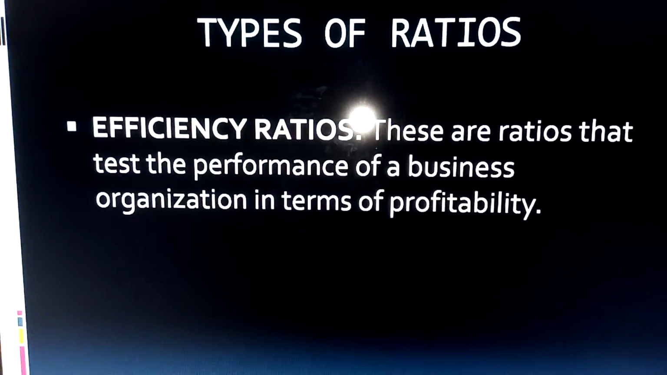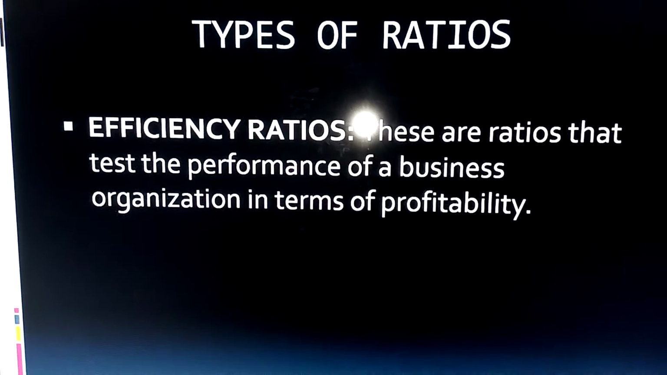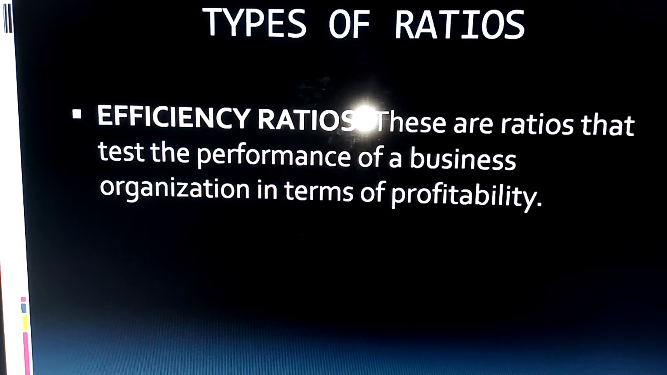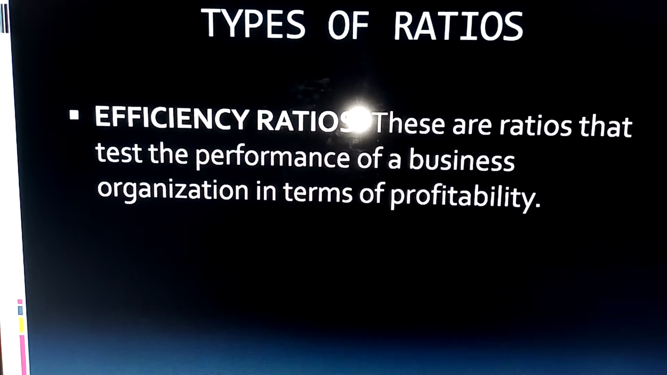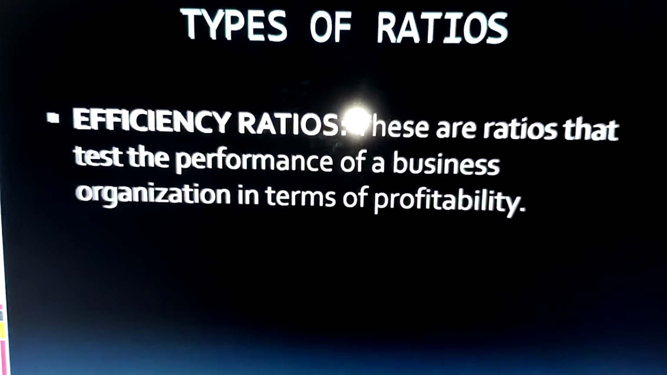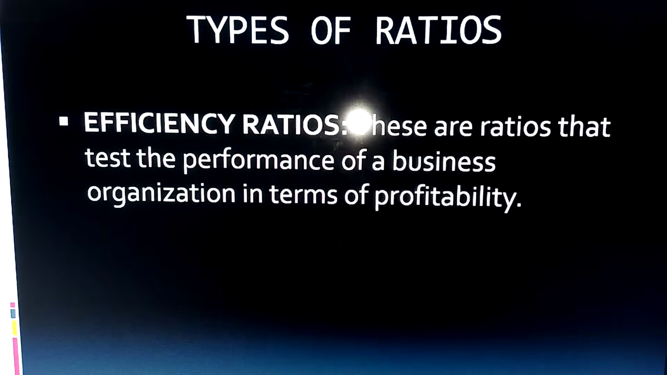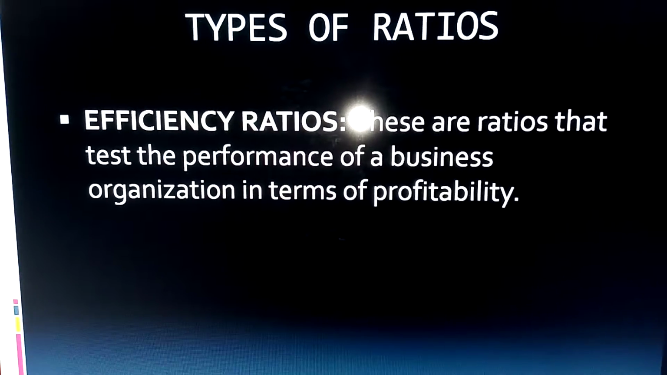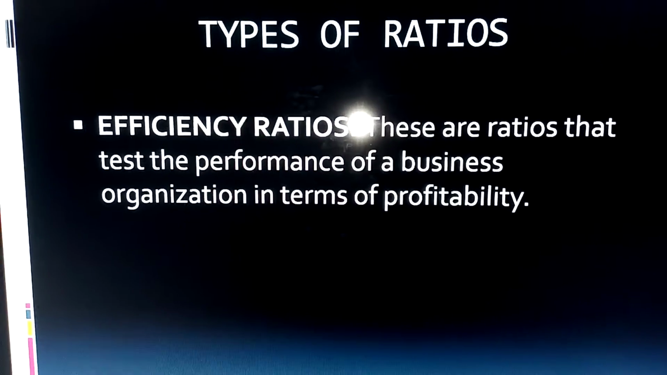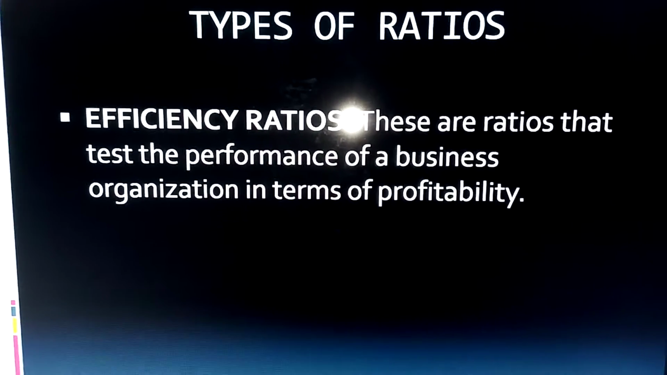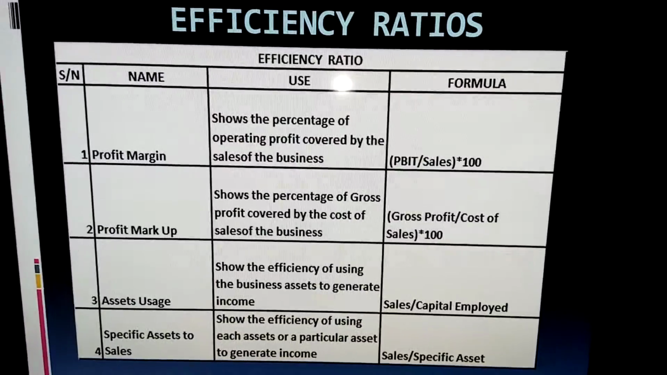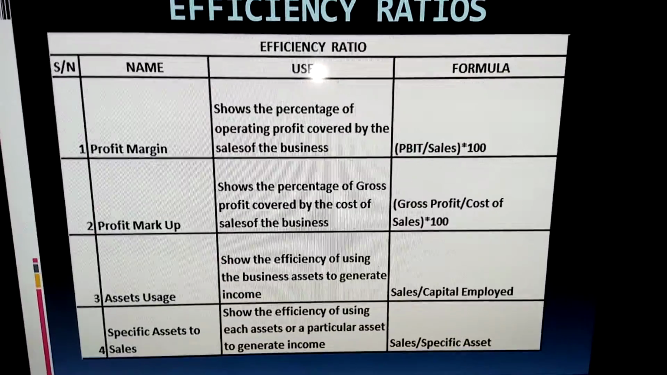So here we have efficiency ratios. We're trying to say, how is the business performing in terms of profitability? Is the business making reasonable profit to continue to survive? If I'm putting my money in the business, is there profit to pay me dividends? So you can use your efficiency ratios to know how a business is performing in terms of bottom line or profit. So here we have profit margin.